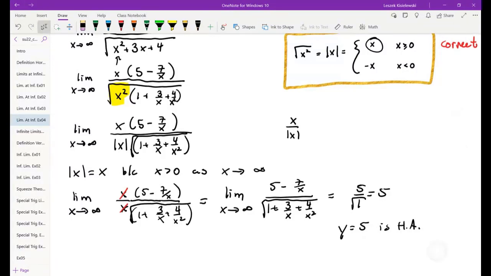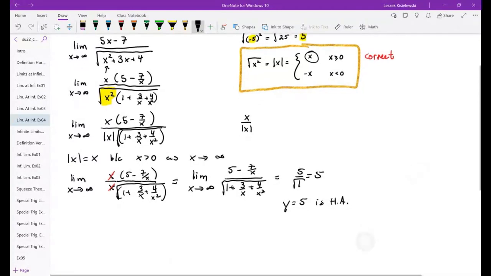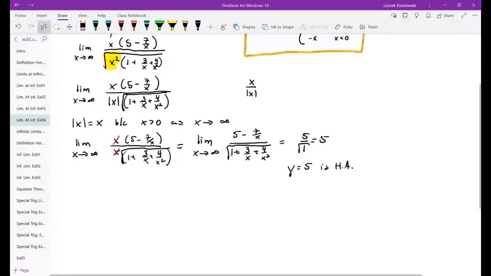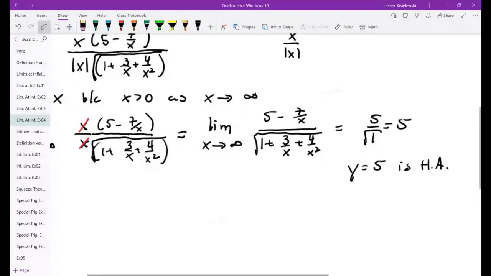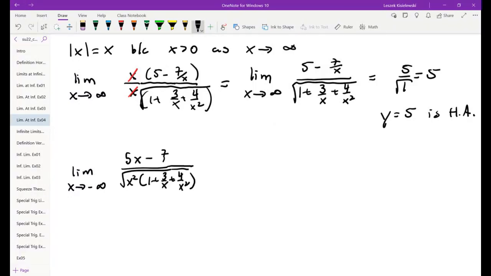Okay. All right. So now let us compute the other infinite limit. So let x go to negative infinity, because we always need to check the limit might be different or might not exist. Okay, now we would start off the same way. Just factor out an x in the numerator and then an x squared inside the square root in the denominator.